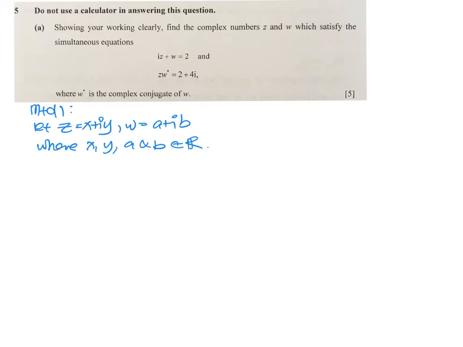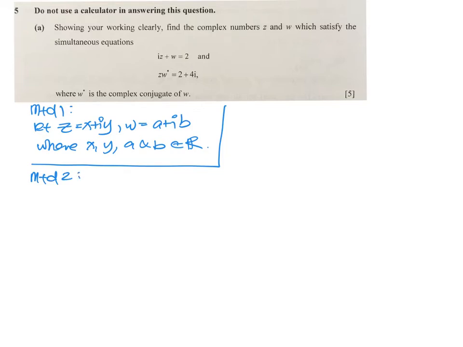So if a GC is allowed, definitely this method is feasible. You can go ahead. But in this 5a, where a calculator is not allowed, we will not recommend this method at all. So the other method that we want to talk about is the substitution method.